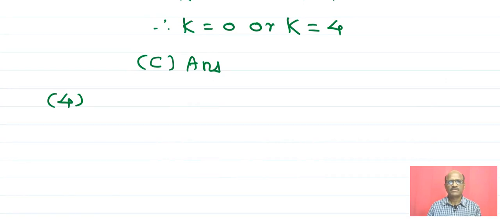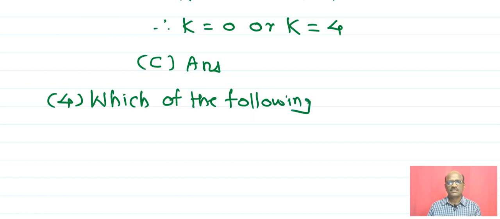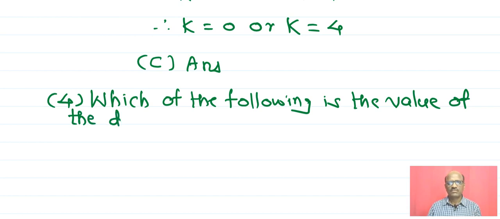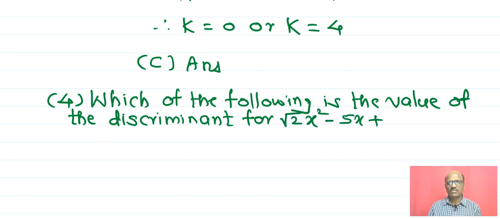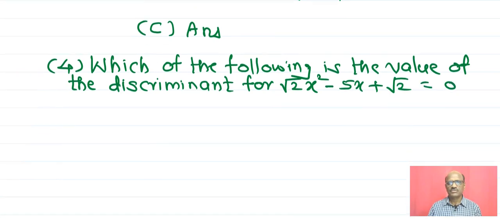Number 4. Which of the following is the value of the discriminant for root 2 x square minus 5x plus root 2 equals to 0?